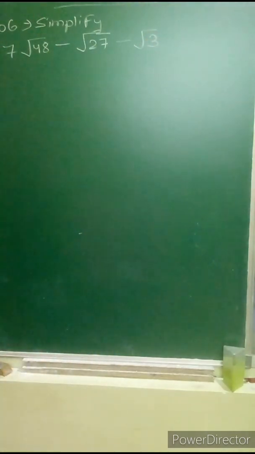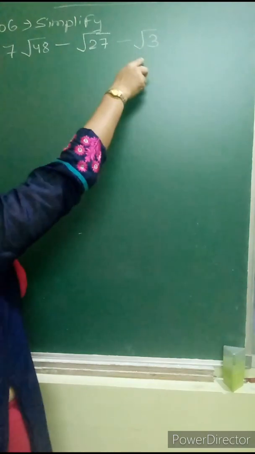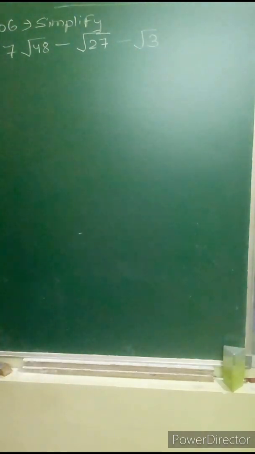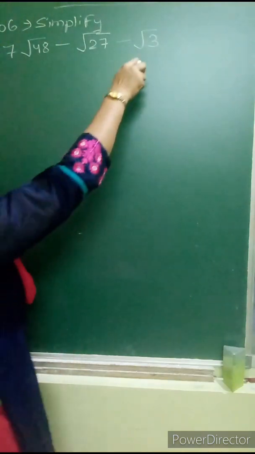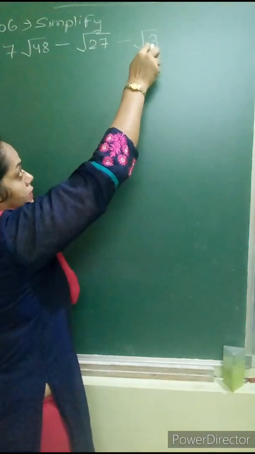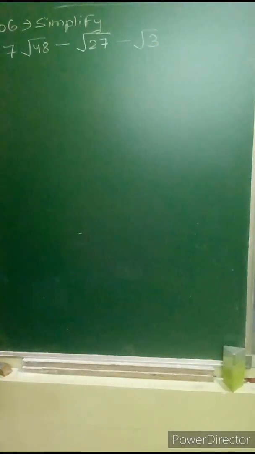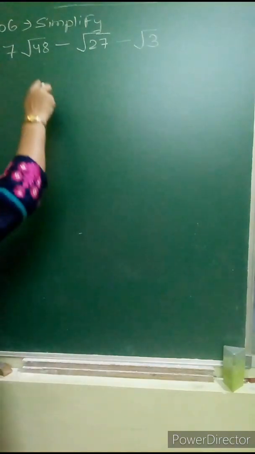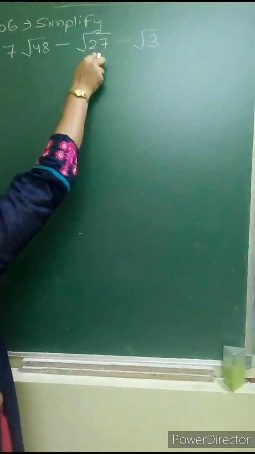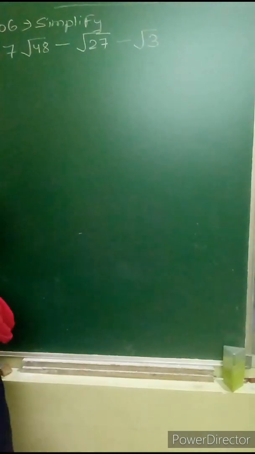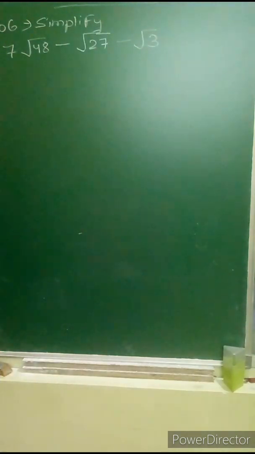Now if you pay attention to these three surds, you will find that the radicands of all three are different. If you look at this, square root of 3, it is already in its most simplified form, isn't it? But if you look at square root of 48 and square root of 27, these are not in their simplified forms. You know that we can perform the operations of addition and subtraction only on like surds.